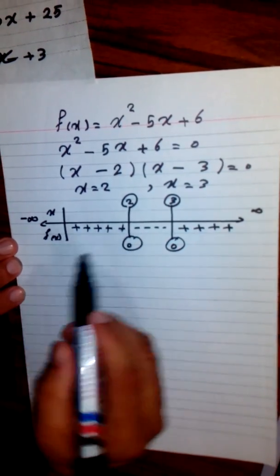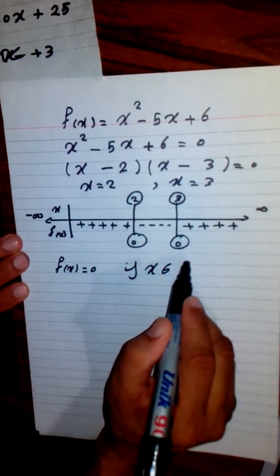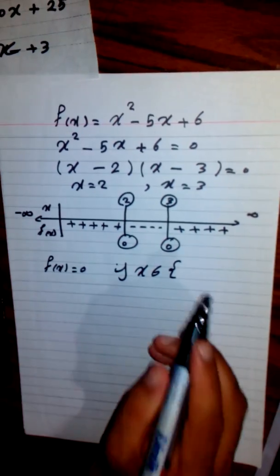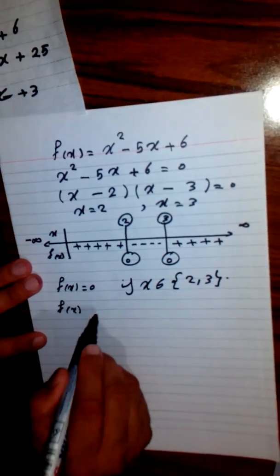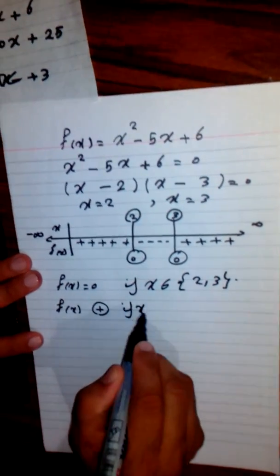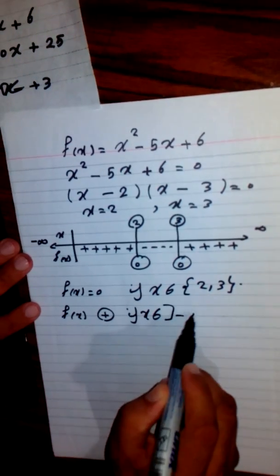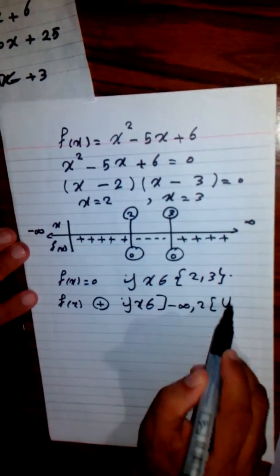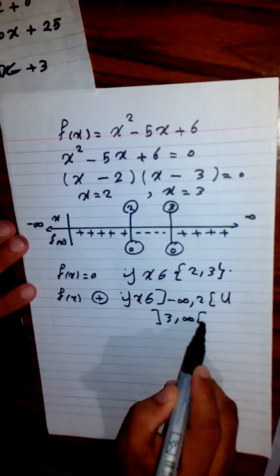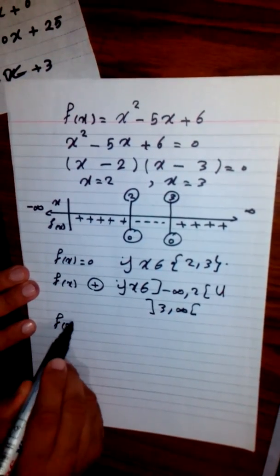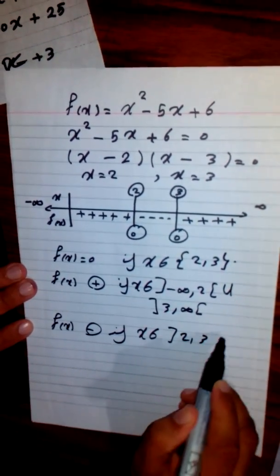f of x equals 0 if x belongs to the set which contains the two elements 2 and 3 only. f of x is positive if x belongs to negative infinity to 2, union 3 to infinity. f of x is negative if x belongs to the open interval 2 and 3.